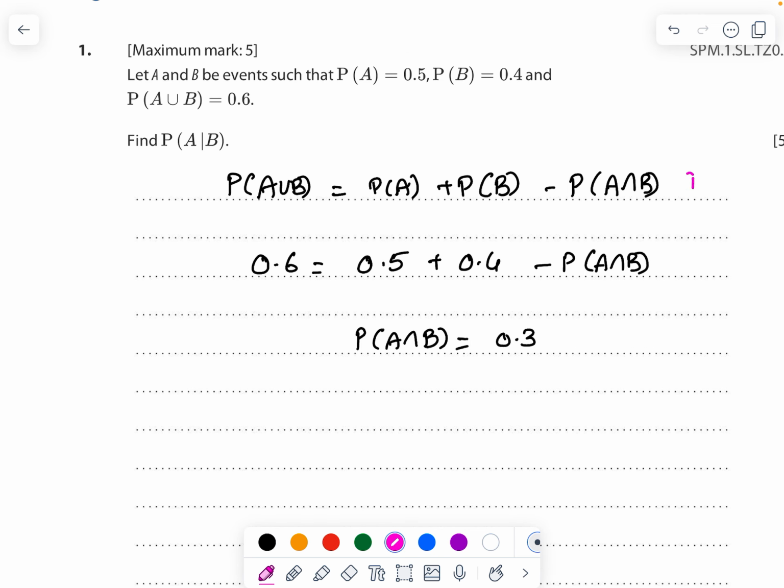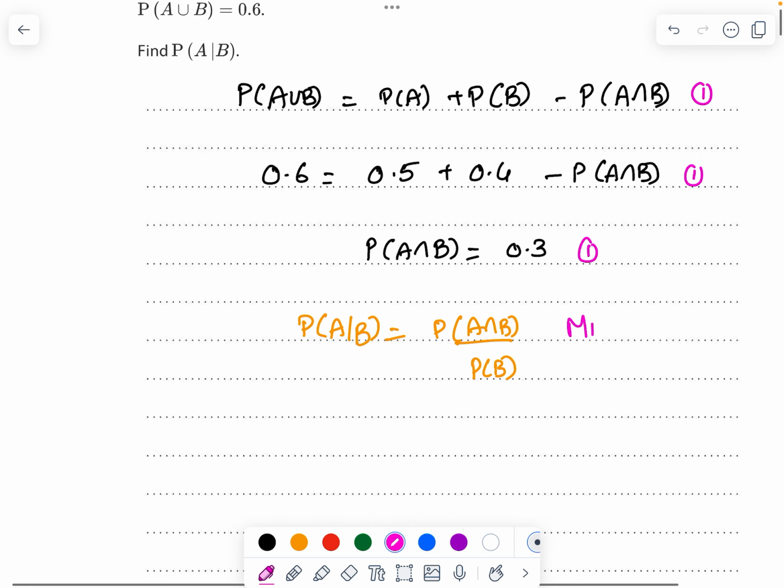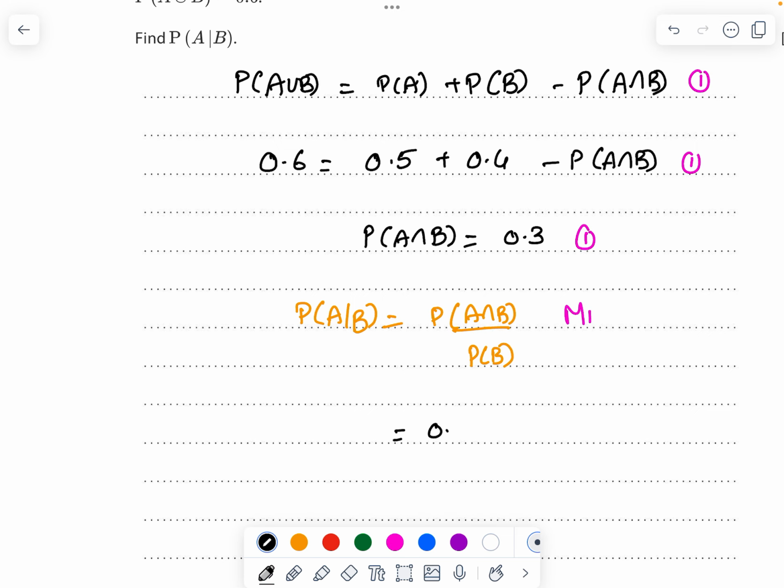So this is 1 mark, this is 1 mark, and this is 1 mark. Then I will write the formula for probability of A given B, which is probability of A intersection B divided by probability of B. This is again M1 mark. Then I'll substitute the values, which is 0.3 divided by 0.4. So which is going to be nothing but how much? 0.75. This is again A1 mark. So this is A1 over here, this is A1 and this is M1.